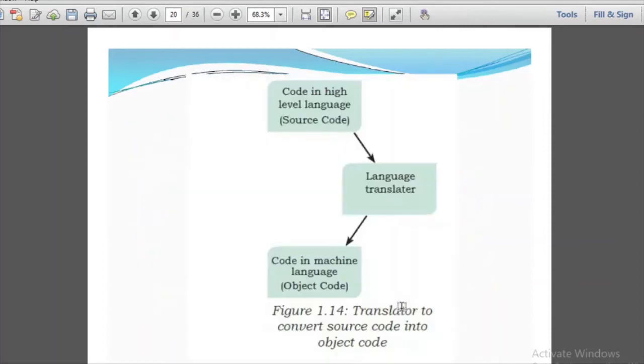Okay, so you can see in the diagram what happens. Code in high level language, that is the source code, is written by a programmer. Then there is a language translator, and that language translator converts the code into an object code which is understood by the machine.